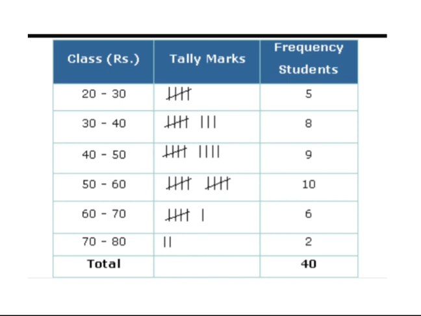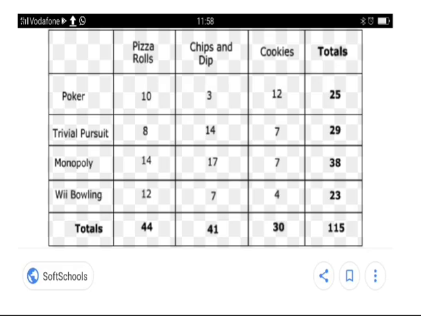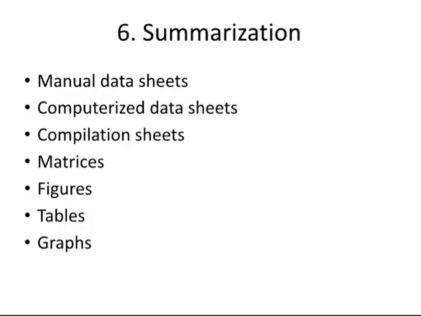This is an example. So this is the frequency table. The class interval is here, the marks, the frequency of the happening of the mark is given here, and the percentage of the total numbers; the percentage you can also add here. This is called a frequency distribution table. This is a contingency table. Different contingencies have been listed here: poker, trivial, monopoly and volleyball. All these different categories have been in one table column. This is a contingency table.